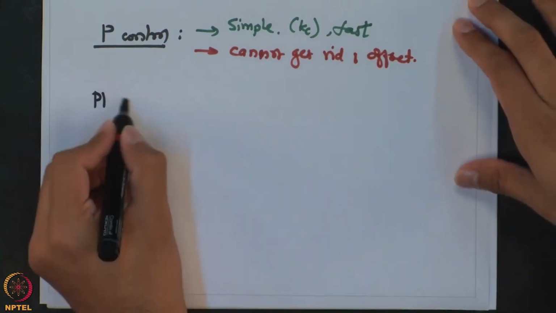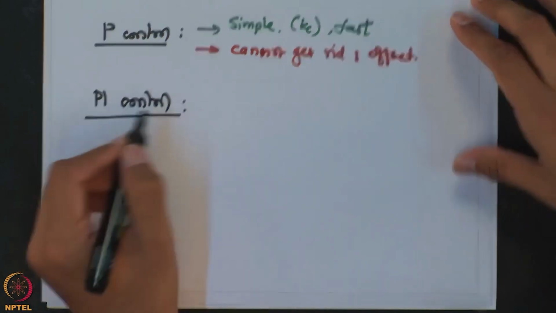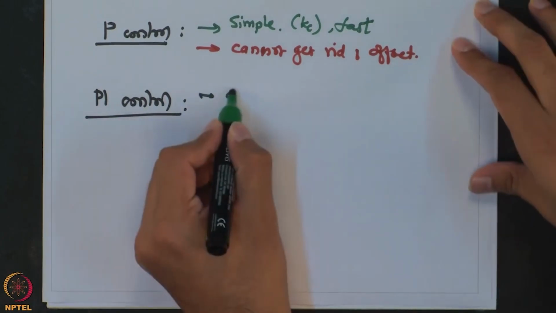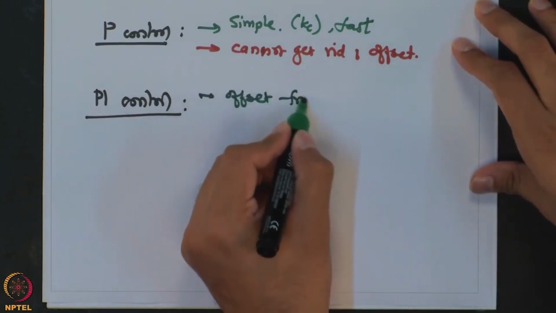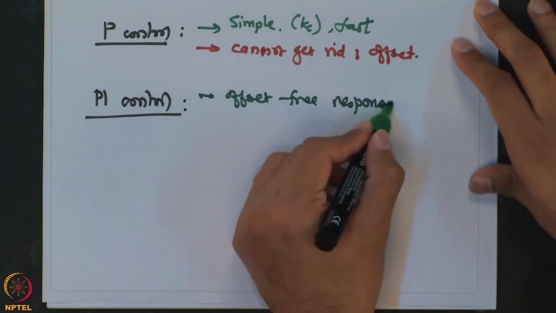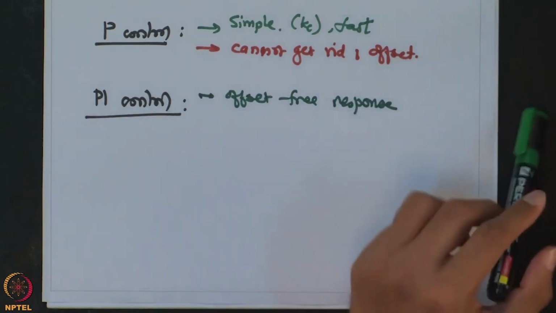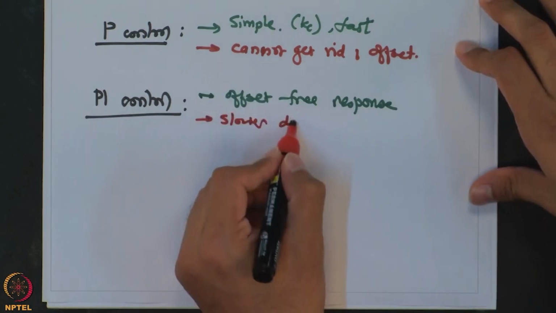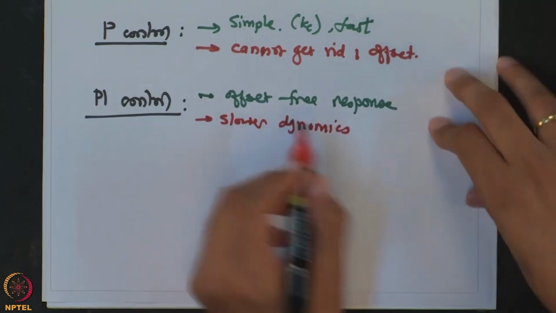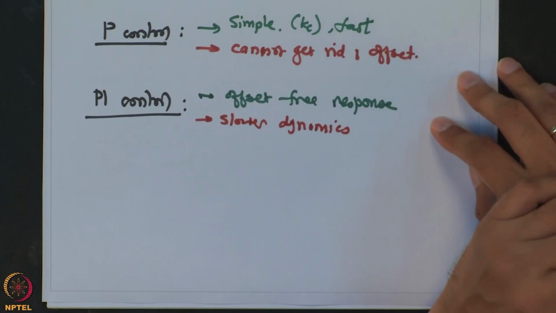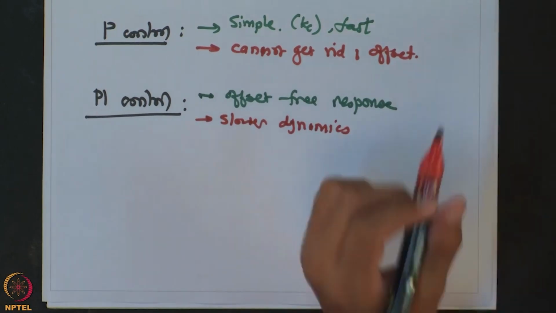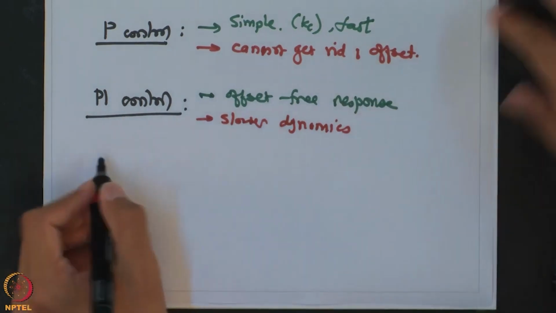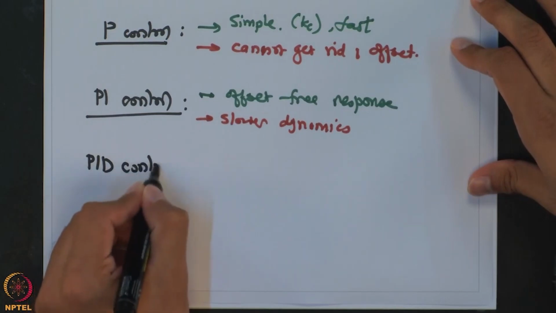Then we go to proportional integral control. The advantage of a PI controller is that you get an offset free response, but this comes at the cost of sluggish or slower dynamics. We have seen that a PI controller increases the order of the system, so the response of the system becomes slower or sluggish. And then lastly, we have looked at the full blown PID controller, proportional integral derivative control.